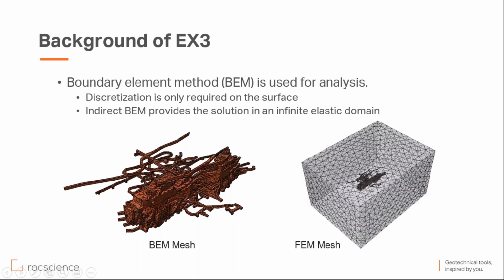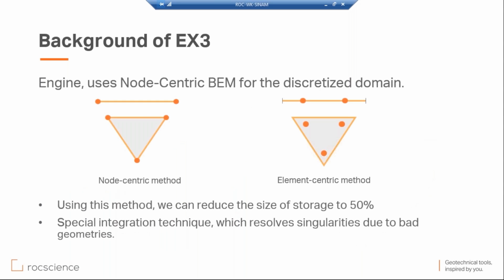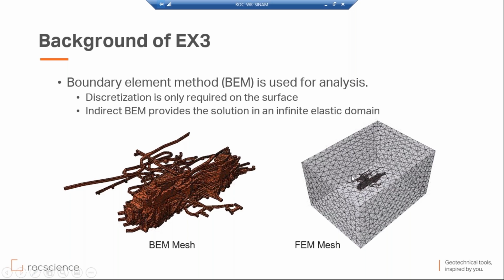Noting that in the engine, we are using the indirect boundary element, which provides the solution for an infinite elastic domain. In other words, we do not need to define any external boundary. In the boundary element method, you only need to discretize the surface, and whatever is around it is assumed to be the rock. So if I quickly compare it with the finite element, you can see the time that you need to spend in order to discretize the model.